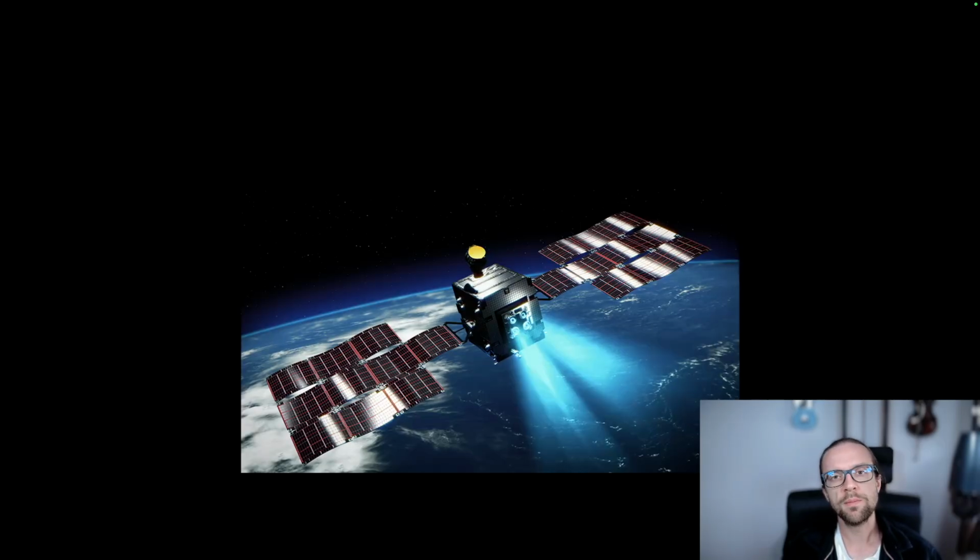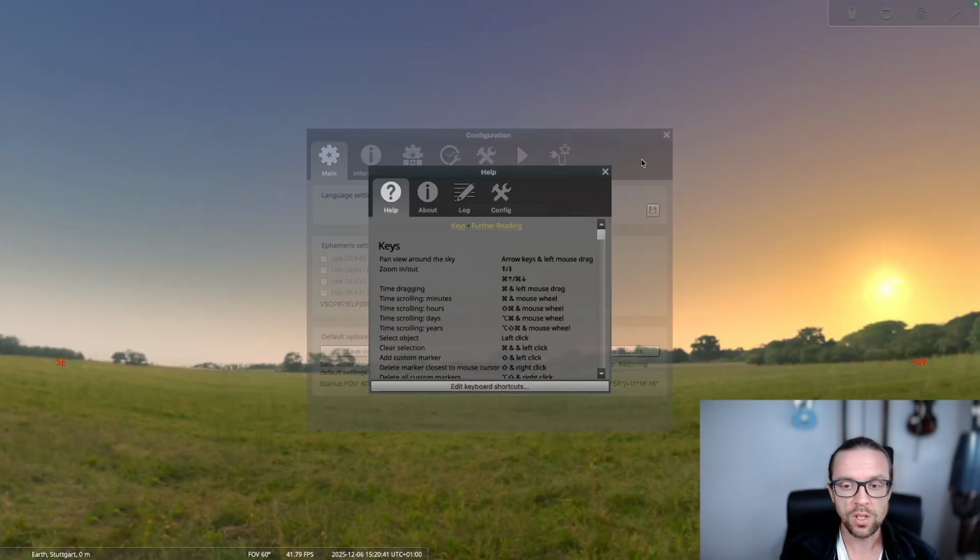This is an instrument. And why? Well, we will talk about this later. Keep this picture in mind, and I will talk about this later when we go to Universe Sandbox. But first of all, I would like to move now to Stellarium.